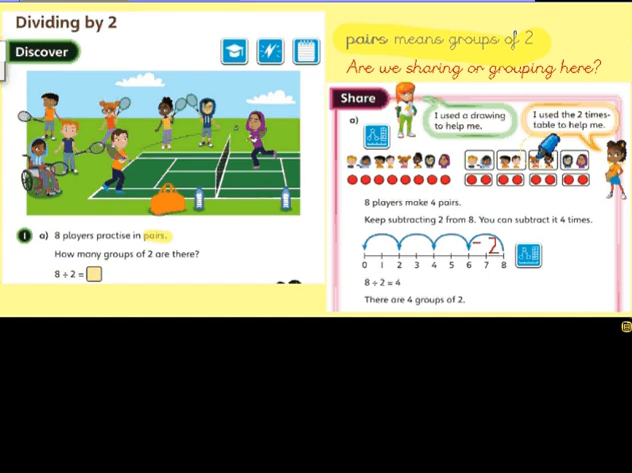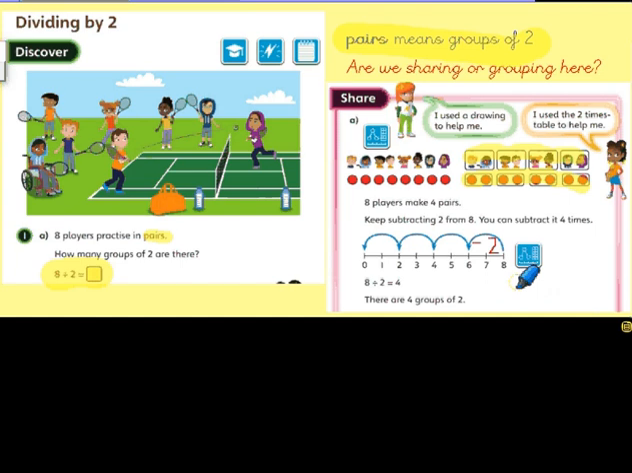So 8 players practice in pairs. How many groups of 2 are there? We would use the number sentence 8 divided by 2. How could you represent that? The characters suggest that they could use a drawing. So for example here, they've shown the groups of 2 children, and then they've represented it using groups of 2 dots. The other character says that she used the 2 times table to help her. Have a think about how you could use the 2 times table to help you solve 8 divided by 2.